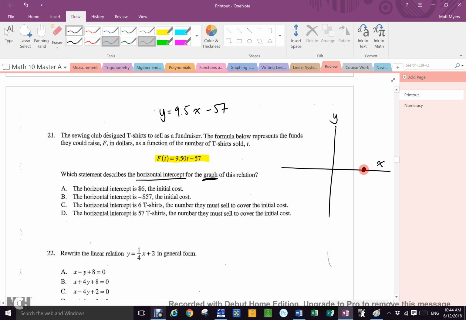What do you know about that value? It's going to be x, what? X, 0. What letter does that 0 represent? Y. What letter do you see right there? Y. What number can I write right there? 0. 0 equals 9.5x minus 57. Can you solve this? Yeah. How? Algebra.